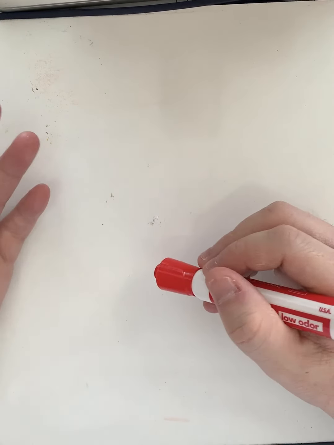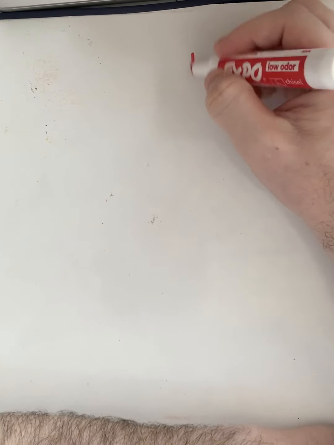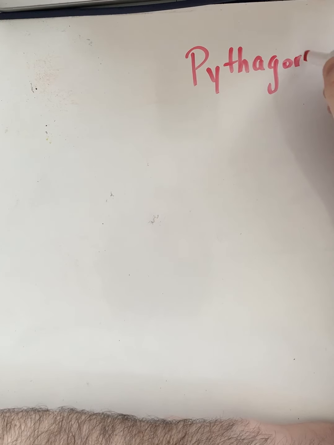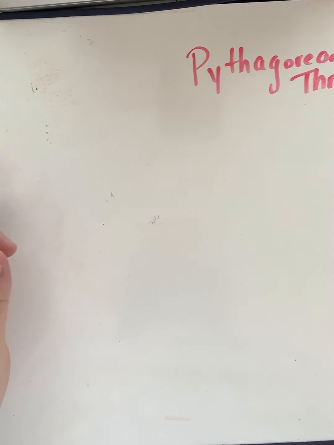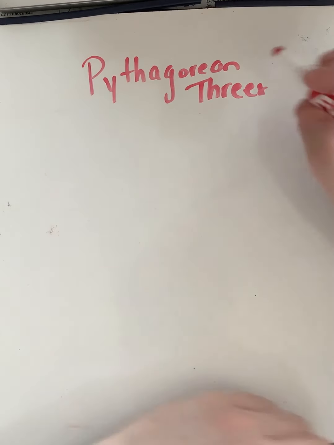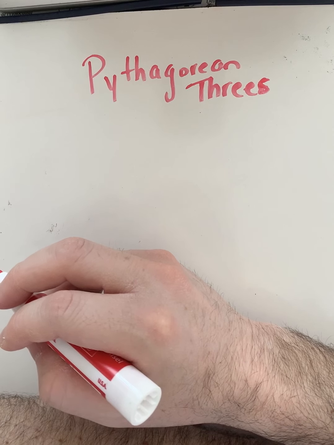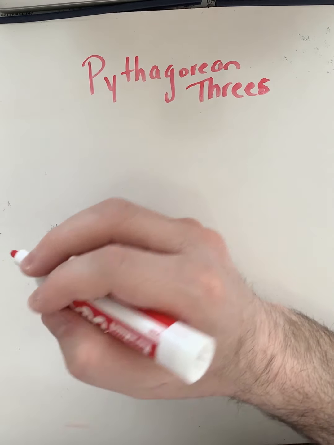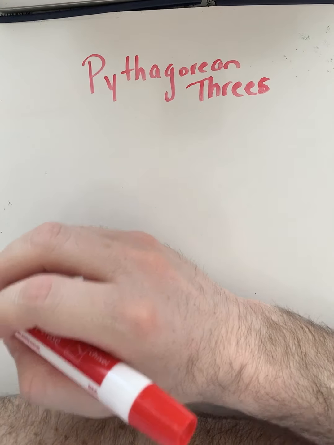And we're going to start off by talking about something called the Pythagorean threes. What they look for in the Pythagorean threes is this concept that you can tell, based on the information given to you, whether or not a triangle is a right angle triangle, whether it fits into the Pythagorean relationship.